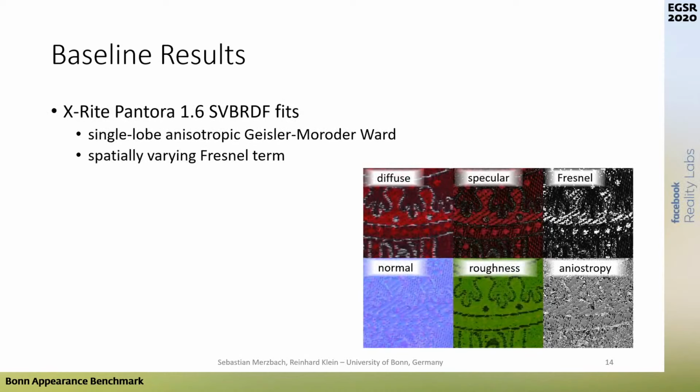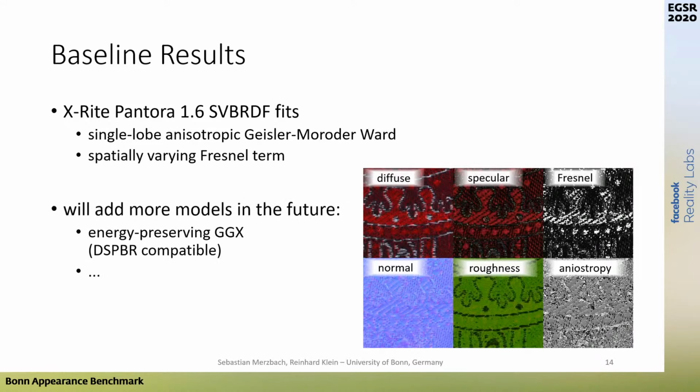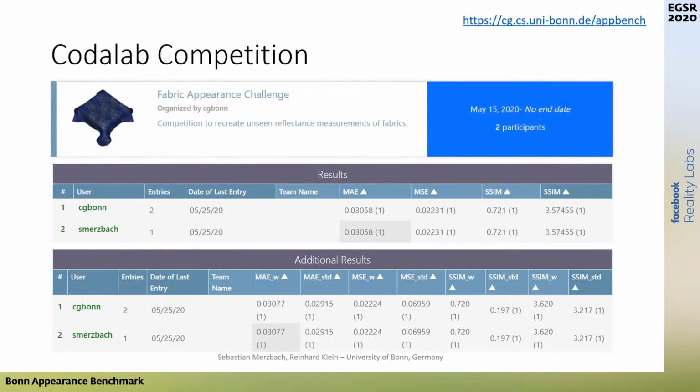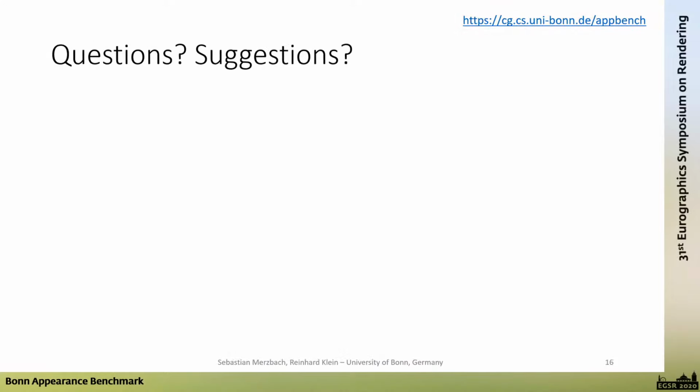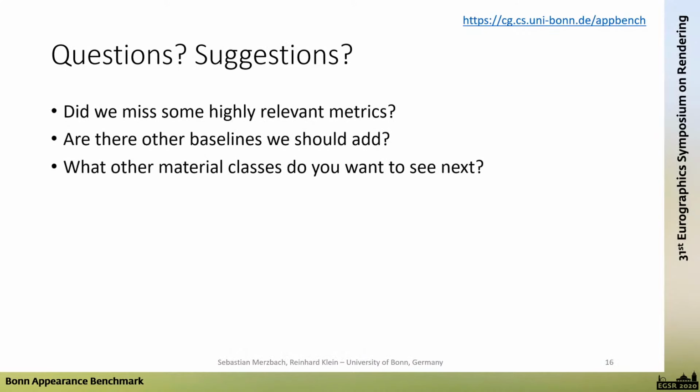As a first baseline submission, we use WARD SVBRDF fits produced by X-Rite's Pantora software. In the future, we plan to submit additional baselines, for example Pantora's energy-preserving GGX model. We host the competition on the CodaLab platform, which provides user management, automatic evaluation, and ranking. Code samples for reading the database images and calibration data, as well as an example evaluation script, are provided as a starting kit to ease participation. The competition is ready for participation. We are open for suggestions about relevant metrics and baselines. In the future, we intend to extend the dataset by new material categories.